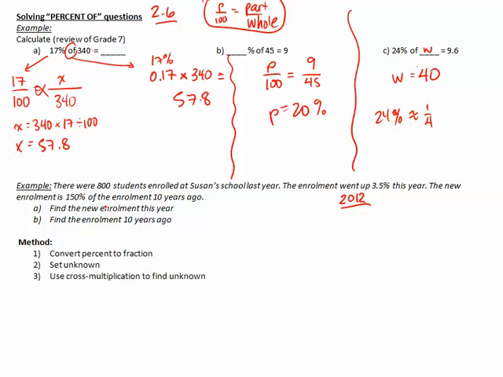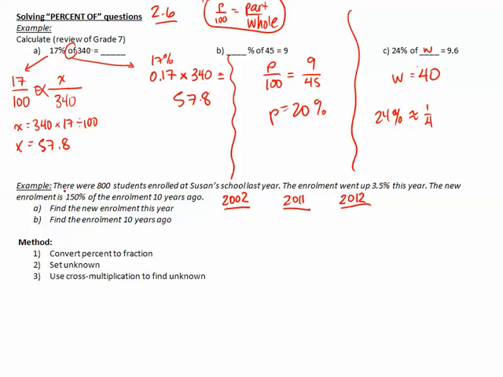And then we talk about the enrollment 10 years ago. Well, the enrollment 10 years ago would have been in 2002. And then they talk about last year, so 2011. So I have 3 different dates here. And now I can start plugging in numbers in terms of what I know.